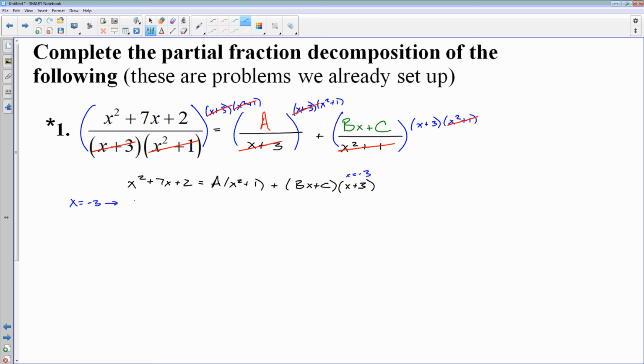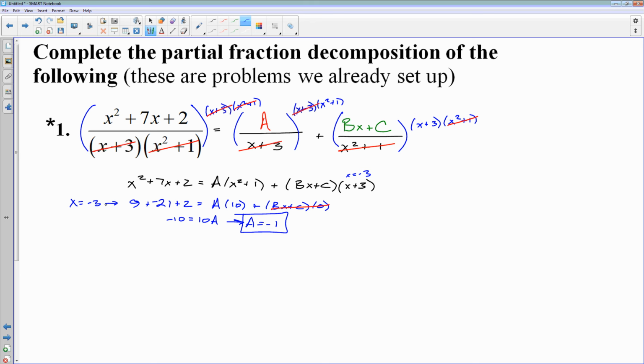That'd be (-3)² is 9, plus 7 times -3 is -21, plus 2 equals A times (-3)² is 9, plus 1 is 10, plus (Bx + C) times (-3 + 3), which is 0, which is nice because that means my (Bx + C) term is going to cancel completely, and now I can solve for A. 9 minus 21 is what? -12, plus 2 is -10, equals 10A, and that means my A is -1.